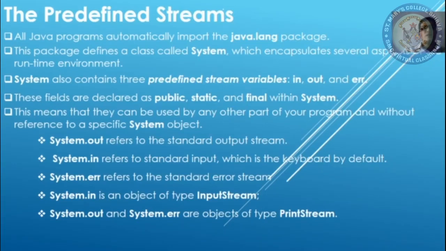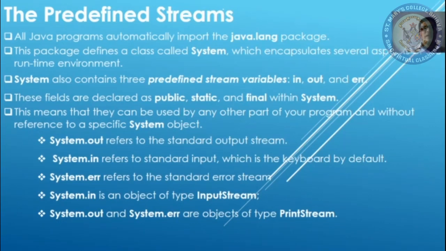This package defines a class called System. By using this, we are using a class, System, which encapsulates several aspects of runtime. Okay, it is using several aspects at runtime. System also contains three predefined stream variables: in, out, and err. By using this, it contains three predefined stream variables. In stands for input, out stands for output. For example, we will see in the coming slide.